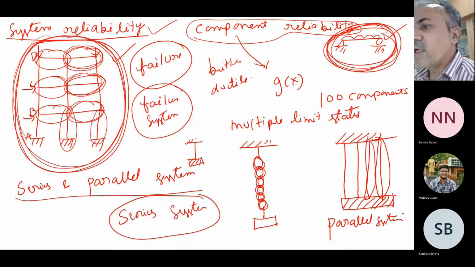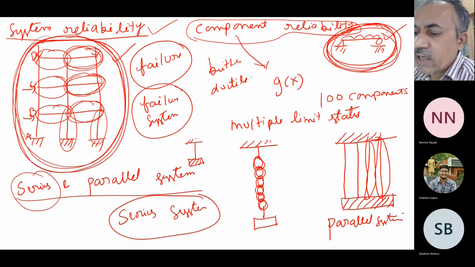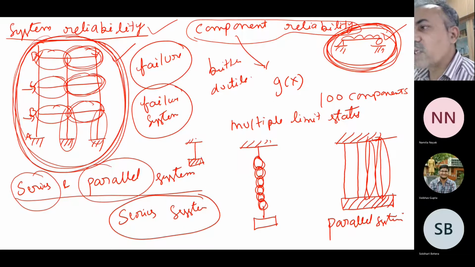In system reliability, it is very easy to calculate. The only key here is you have to identify series and parallel, basically, like springs in series and parallel. If you can identify this, then your calculation becomes extremely simple. This is the only thing we have to do.